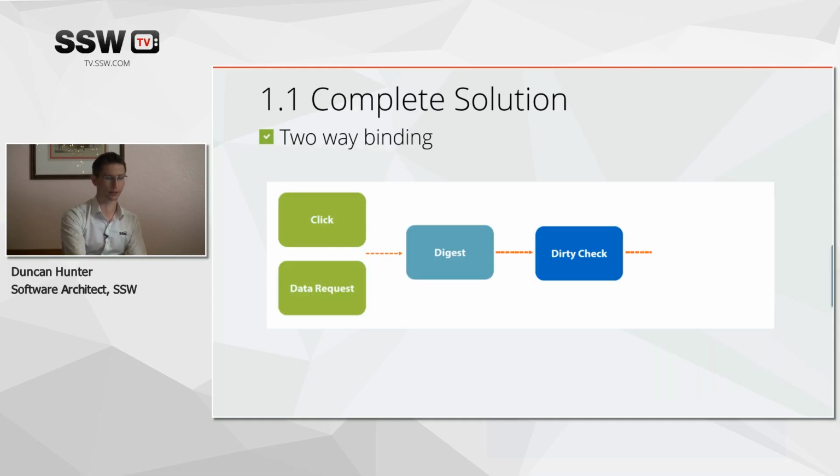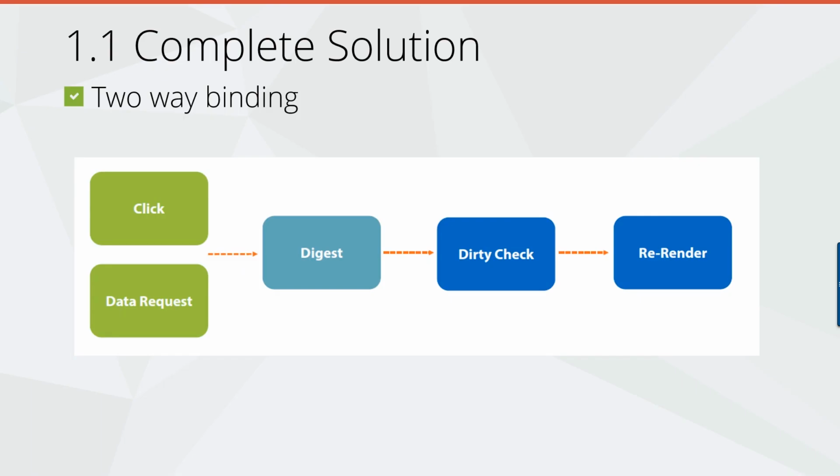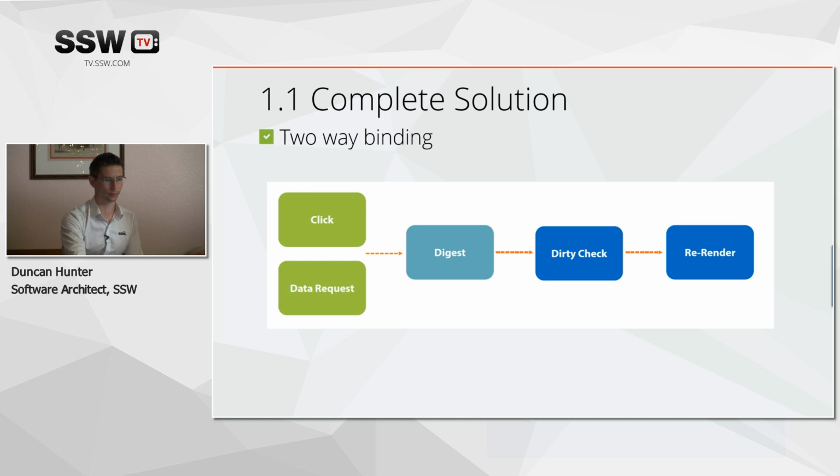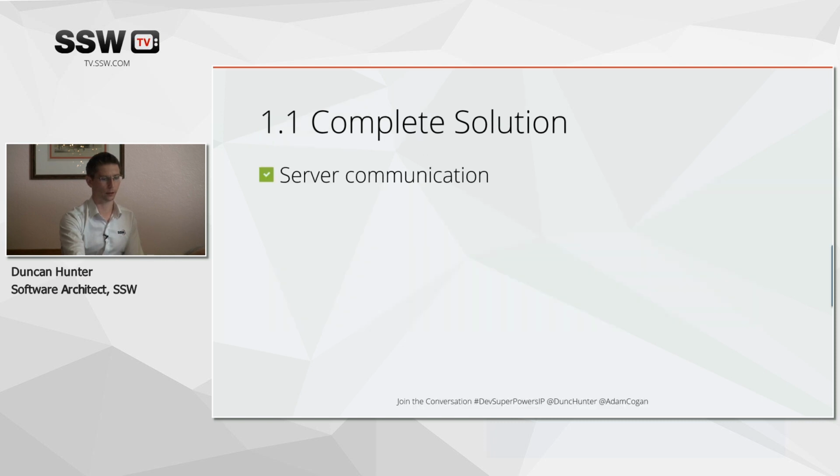So the two-way data binding is a pretty big part of Angular. The way it does this kind of comparison of the JavaScript, and then it can see if something's changed and it can re-render. So that's kind of one of the big things that make it a compelling story to use.